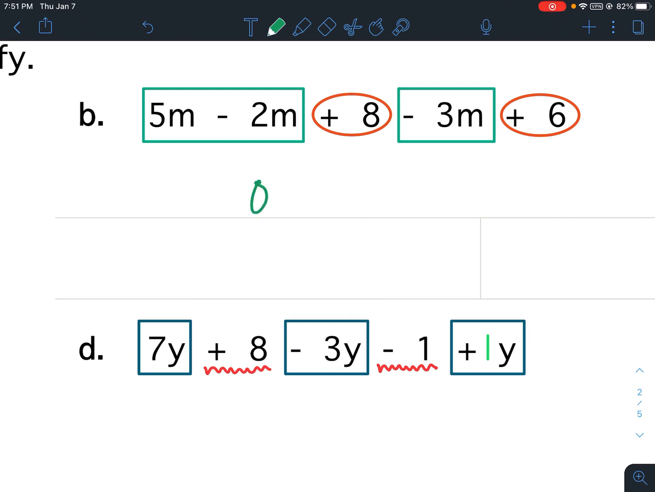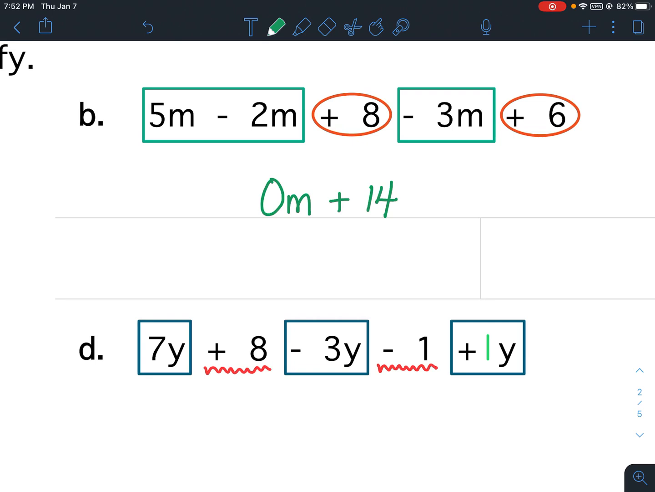Now, I do want you to go ahead and write this down. So go ahead and put down 0m, and I'll talk about that in a moment. 8 plus 6 is 14. Now, if you wrote this down on your homework paper, I would take points off.